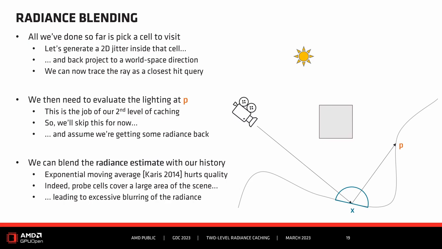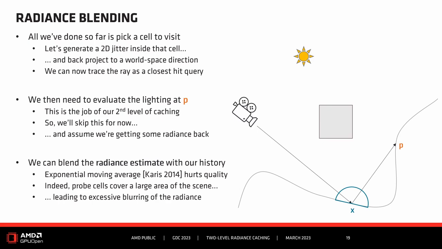And this leads us to the next point along the path, the point P, and now we want to evaluate the lighting at P, and that's the job of our second level of caching, if you recall the diagram at the beginning. And I'll describe this later, so we're going to skip this for now, and just assume that somehow we know the radiance at P, we get some estimate back. So what we want to do next is blend the radiance estimate with our history.